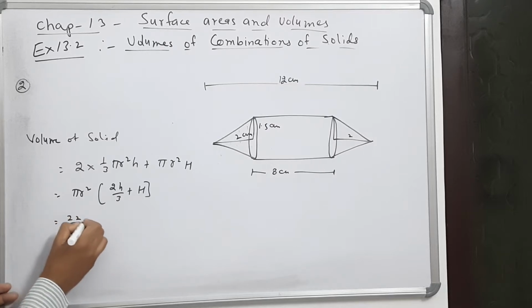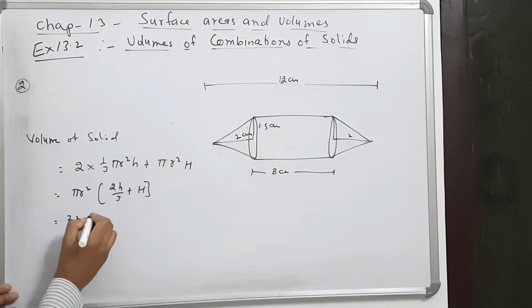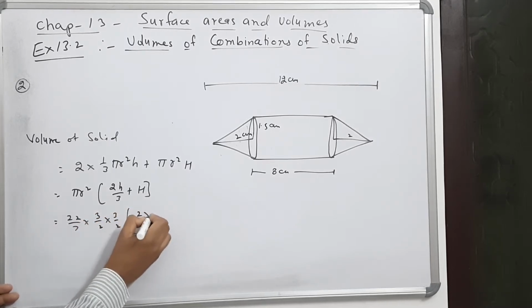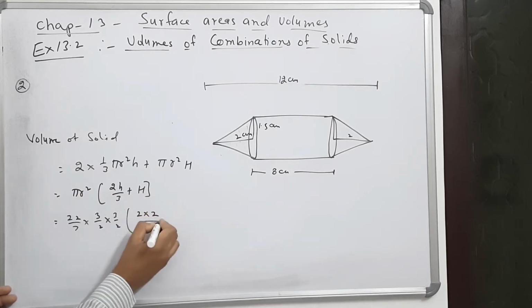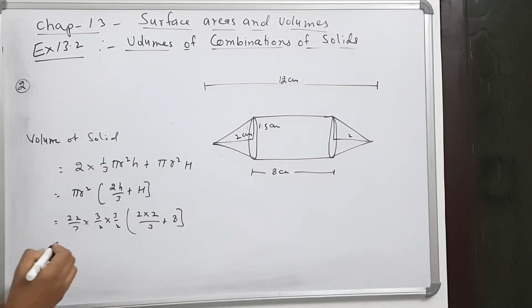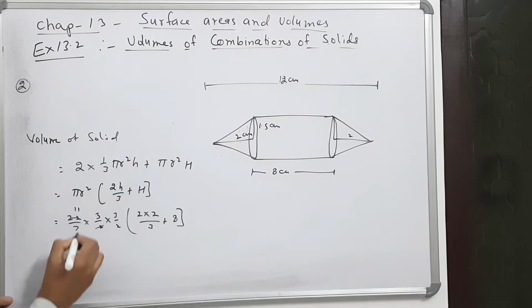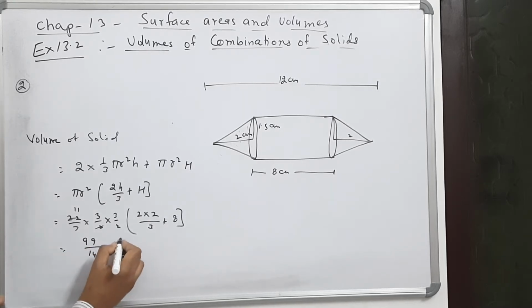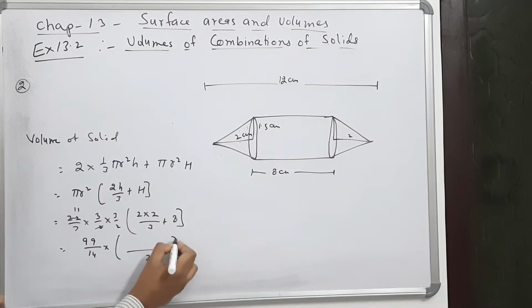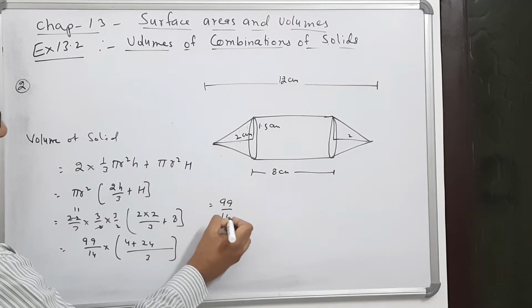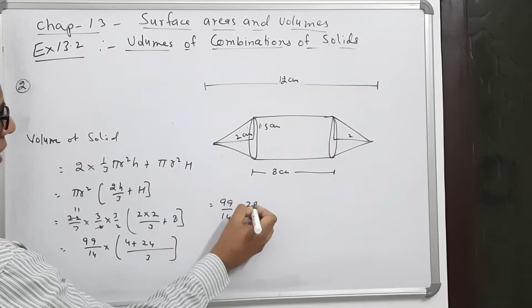So 22 upon 7. The radius is 1.5, so we can write 3 by 2 and 3 by 2. Then 2 into height is 2 upon 3 and this height is 8. Please see this part. Now in the next step, this 2 and 2 cancel. So it is 99 upon 14 into, the LCM of this part is 3, so 4 plus 24. So 99 upon 14 into 28 upon 3.